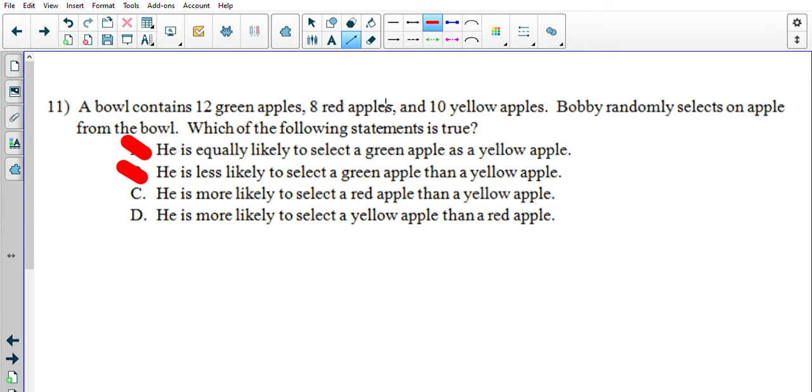C. He is more likely to select a red apple than a yellow apple. Well, we have 8 red, 10 yellow. It's actually less likely. Does that mean it's actually going to happen? No, but it is still less likely. So we're assuming D is correct.